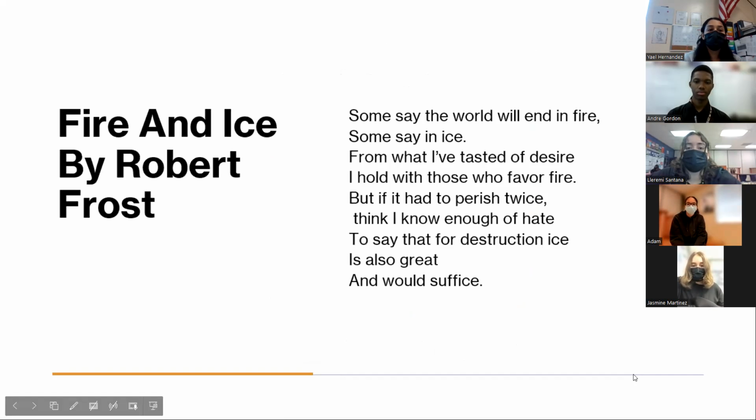So I'm gonna do a little example with you guys. This is a poem called Fire and Ice by Robert Frost. And it's a really, really short and nice poem. We might not get to analyze all of it today, but I just want to look at some annotations that we can make. Can anybody read it for me? Santana? Some say the world will end in fire, some say in ice. From what I've tasted of desire, I hold with those who favor fire. But if it had to perish twice, I think I know enough of hate to say that for destruction, ice is also great and would suffice.